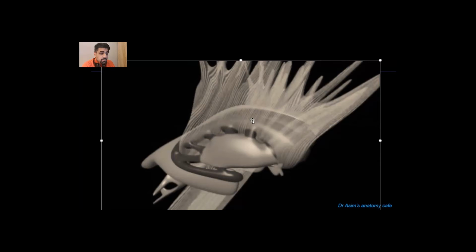The striatum serves as the receiver end of the basal nuclei. So all the afferent neurons coming into the basal ganglia are going to be entering into the striatum part of the basal nuclei.